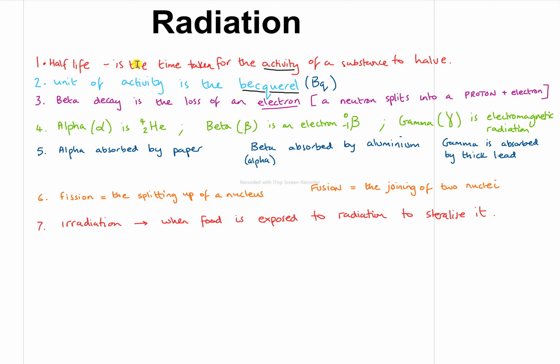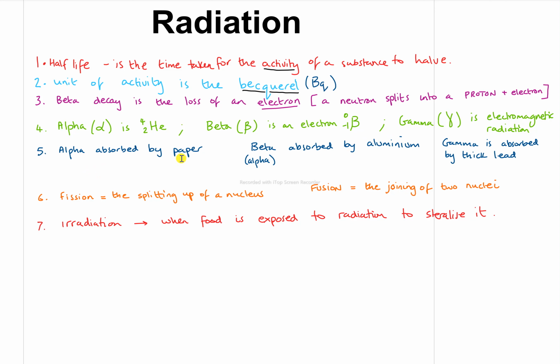Half-life. What is half-life? It is the time taken for the activity of a substance to halve. The becquerel is the unit of radioactivity. Beta decay is the loss of an electron. A neutron that splits into a proton and electron. The electron then disappears. Alpha particles are helium nuclei. Beta particles are electrons. Gamma rays are electromagnetic waves or electromagnetic radiation.